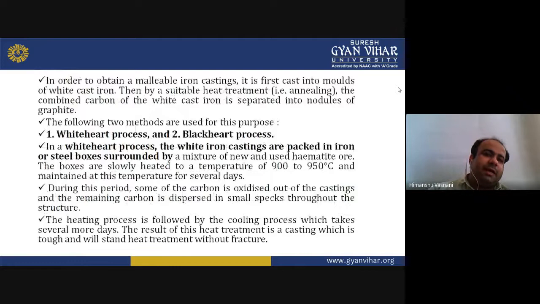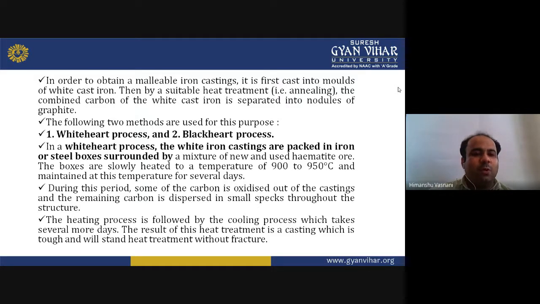In order to obtain malleable cast iron, it is first cast into molds as white cast iron. Then by a suitable heat treatment, that is annealing, which is done to relieve the internal stresses, the combined carbon of the white cast iron is separated into nodules of graphite. For this, we have two methods: one is the white heart process, and the second is the black heart process.